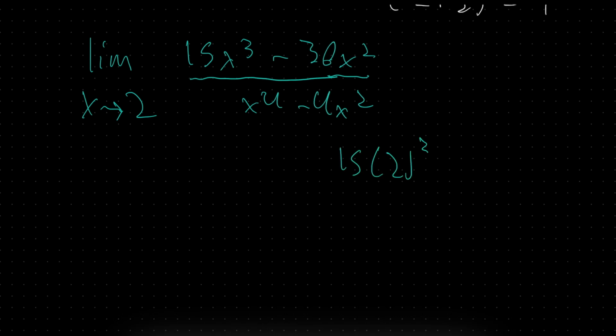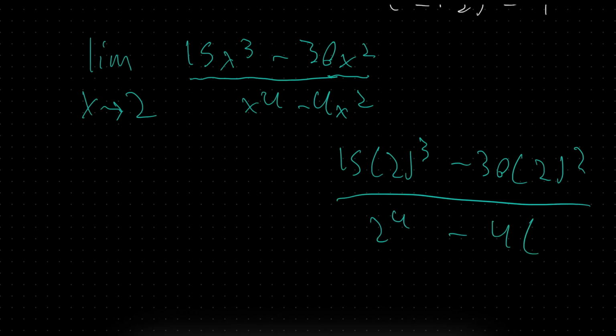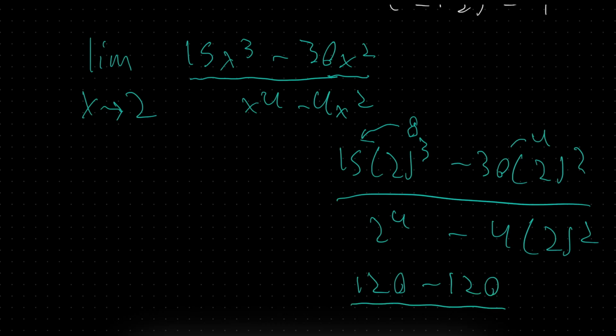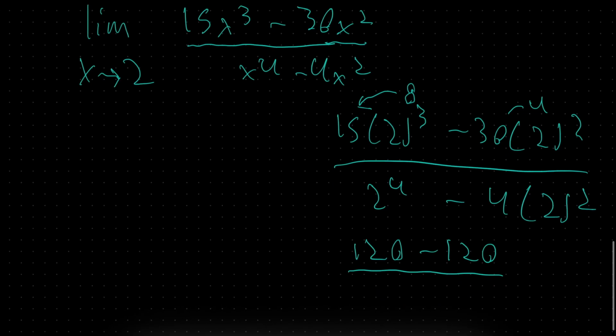So 2 to the power 3, 2 to the power 2, 2 to the power 4, and 4 times 2 to the power 2. This right here is going to be 8. 15 times 8 is 120. Yes, 120. And then 2 to the power of 2 is going to be 4. 30 times 4 is also going to give us 120, as it comes to no one's surprise here.